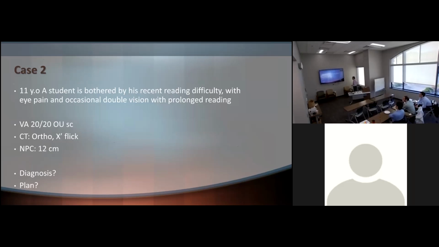Okay, so another case, we have an 11-year-old student bothered by recent reading difficulties with eye pain and double vision when he focuses. 20/20 vision, cover test was ortho at distance. There's a flick of exophoria at near, point of convergence was about 12 centimeters. This is straightforward convergence insufficiency, right? So we can converge, a flick of exophoria, orthotropy at distance.